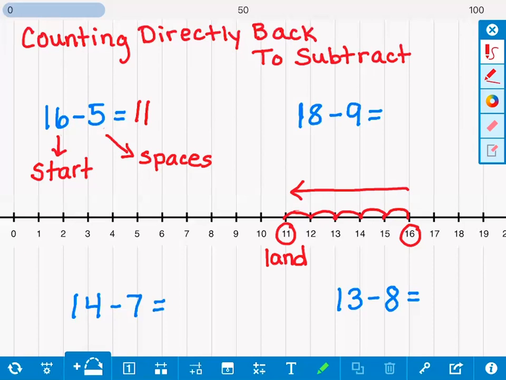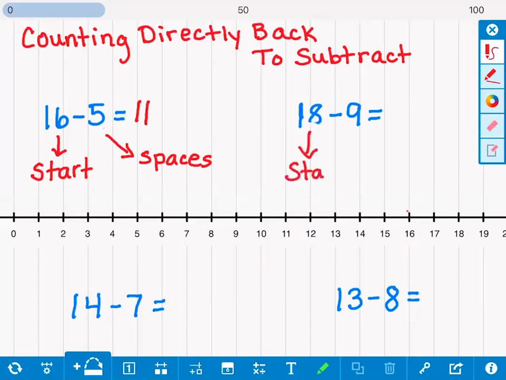Okay, let's do another. Let's look at 18 minus 9. 18 is where I'm going to start, and 9 is how many spaces I'm going to move backwards or to jump. So let me start with 18. I'm going to jump spaces of 9.